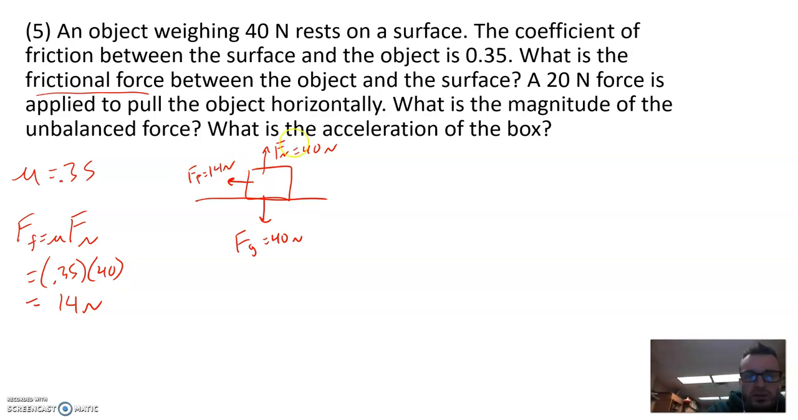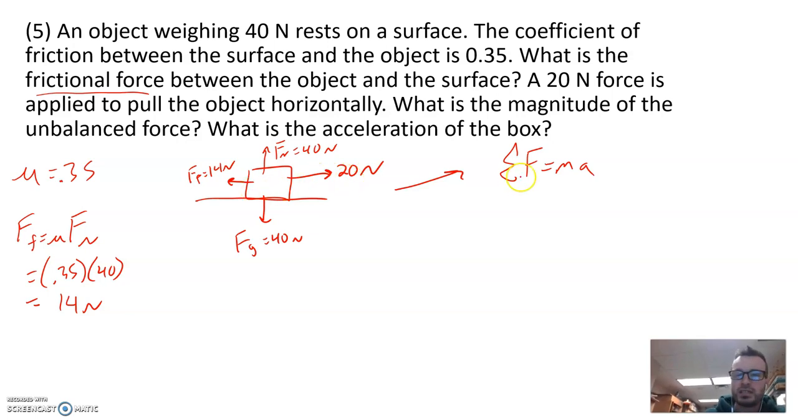A 20 newton force is applied. Oh, wait, 20 and 14. Are those balanced or unbalanced? Oh, those are unbalanced, so we're going to have acceleration. Anytime you have unbalanced forces, you're going to have sigma F equals ma. It asks, what's the magnitude of the unbalanced force? Well, we have 20 minus 14, so 20 minus 14 is 6.